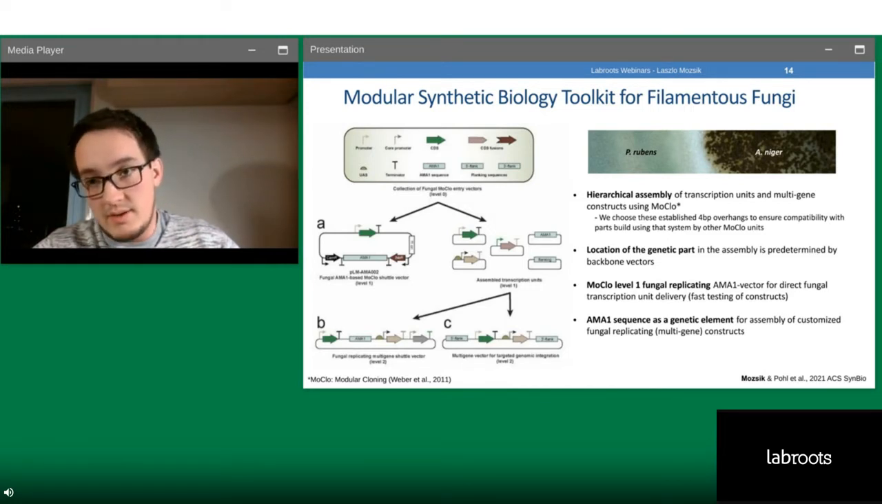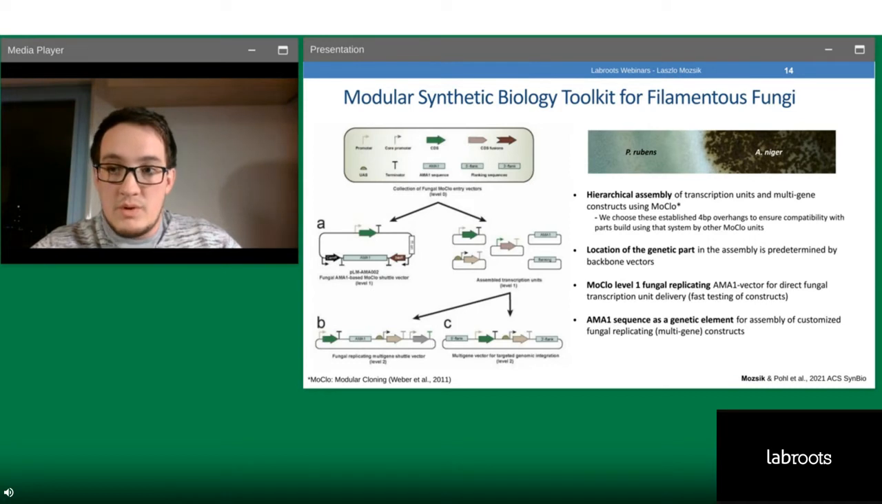To introduce the hierarchical assembly, first the user has to create DNA parts that will be cloned into the entry vectors of the system, which usually contain only one part of DNA, and this can be reshuffled in the next step of the hierarchical assembly. These are called level 1 transcription units, and we also provided in this toolkit a version where we can put this on an AMA vector. AMA1 sequences provide autonomous replication in Aspergillus and other filamentous fungi. So the user can already reshuffle these DNA parts into a fungal replicating vector.